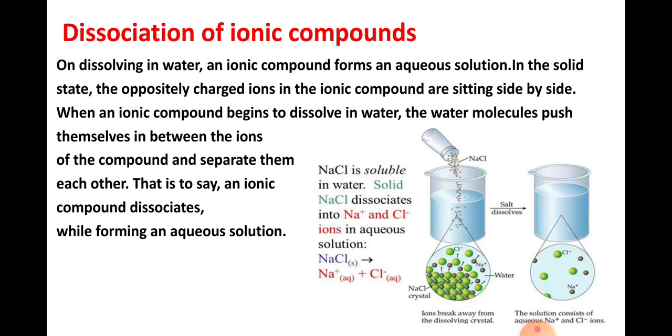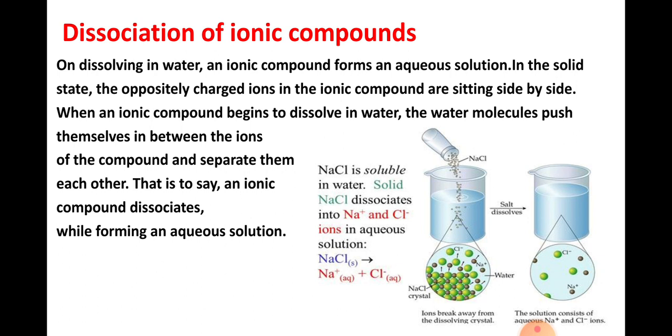Dissociation of ionic compounds. What does the word dissociation mean? Dissociation is the action of disconnecting or separating, or the state of being disconnected. Here, on dissolving in water, an ionic compound forms an aqueous solution. What is meant by aqueous solution? It is the solution in which the solvent is water. The solute's ions and molecules are surrounded by water molecules and incorporated into a network of bonds within the water, that is, an aqueous solution.